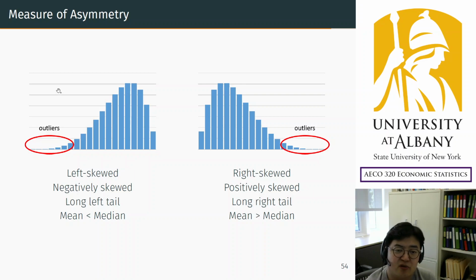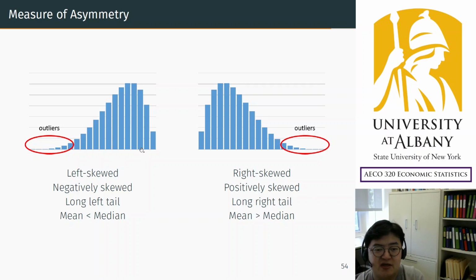So in this example on the left panel, we say the distribution is left skewed or negatively skewed, or the tail is long on the left side. And borrowing the result we learned in chapter 3, you could expect the mean is smaller than the median, right? Because these outliers will lower the mean more than the median. Exactly flip for the other case.